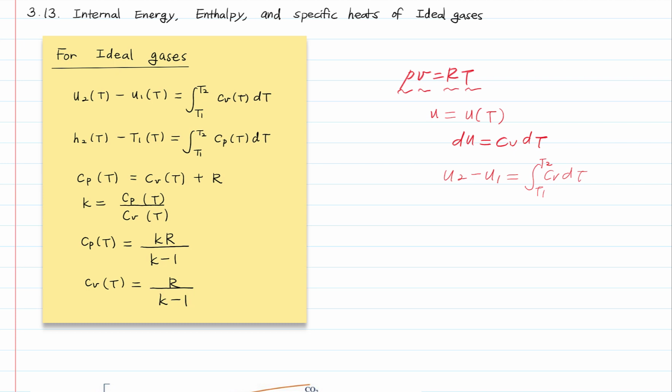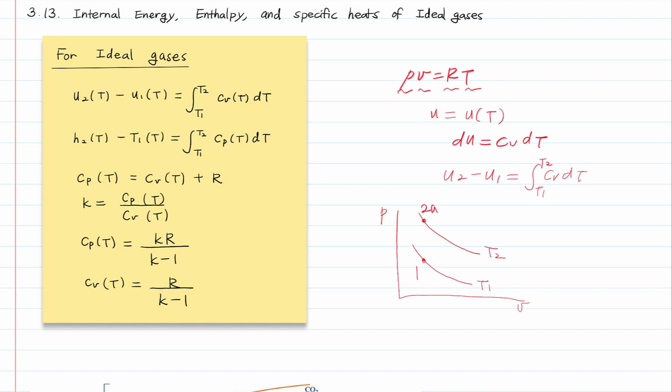Let's see the process on a Pv diagram. Y-axis is going to be pressure, x-axis specific volume. So constant temperature line will be like this for ideal gases. Let's say this is T1. At T2, constant temperature line will be like this. Initial state is at temperature T1. The final state is at temperature T2.